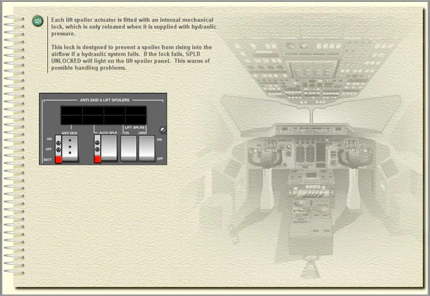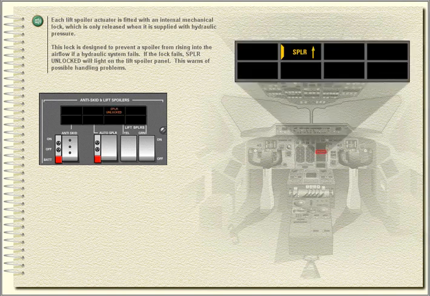Each lift spoiler actuator is fitted with an internal mechanical lock, which is only released when it is supplied with hydraulic pressure. This lock is designed to prevent a spoiler from rising into the airflow if a hydraulic system fails. If the lock fails, spoiler unlocked will light on the lift spoiler panel. This warns of possible handling problems.